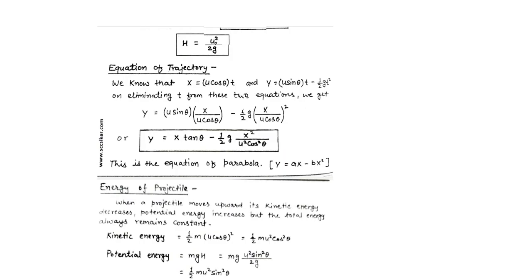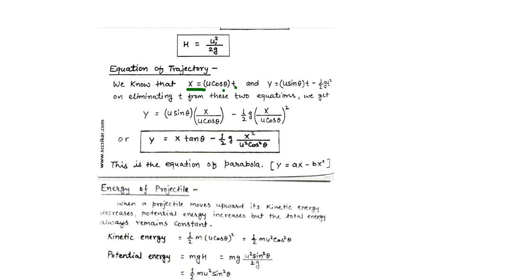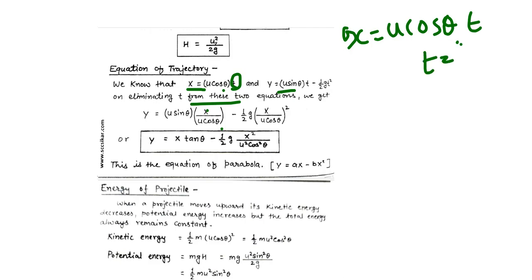Now the equation of trajectory. We have written that x is equal to u cos theta into t, y is equal to u sin theta t minus half g t square. Now, on eliminating t from these two equations, instead of t, I write x by u cos theta. From where are you getting that one? x is equal to u cos theta t. Okay, from this one, I am writing t is equal to x by u cos theta. Got it? Okay, here also, right?